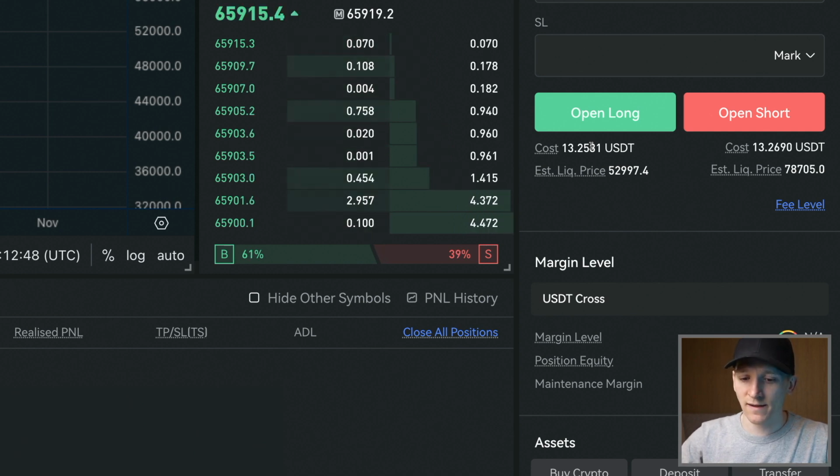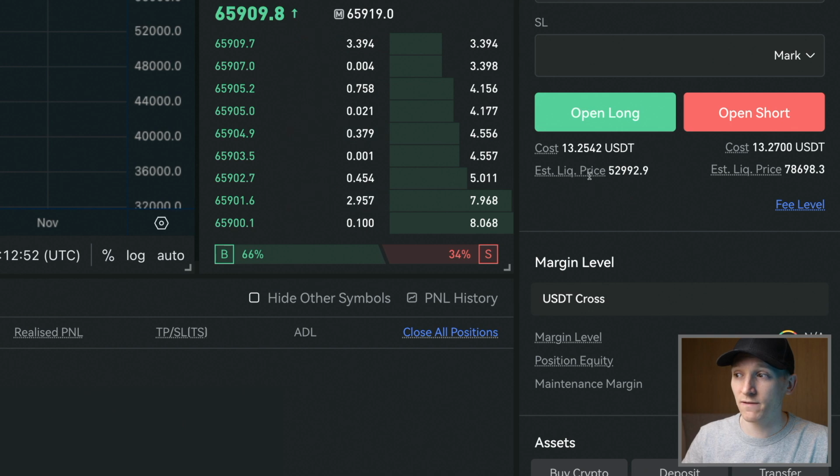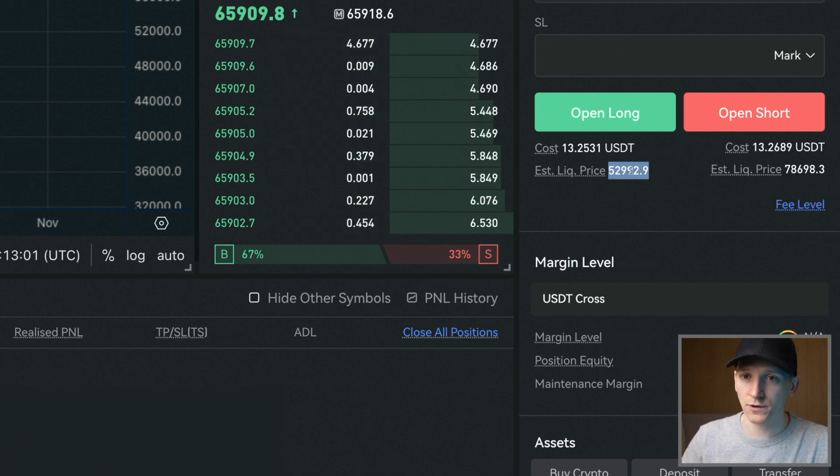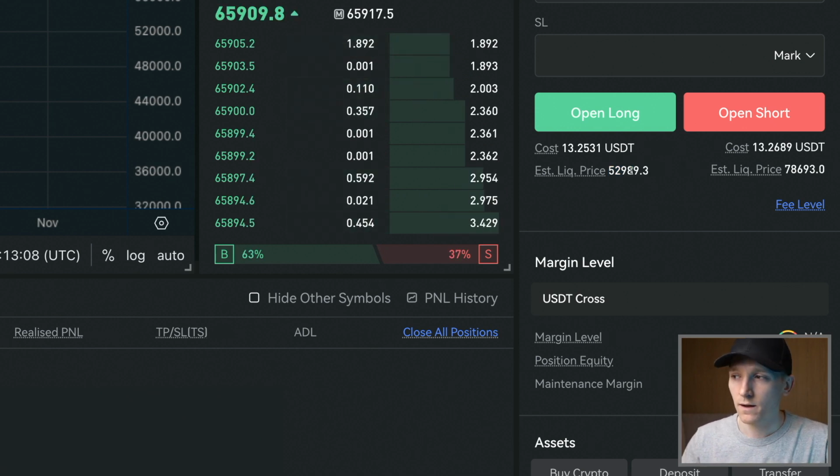That's our cost. That's how much we have to tie up in this order, and our order is bigger than that. You can also see the estimated liquidation price. So that is the price at which this $13 would essentially disappear and we made a loss in the trade, and we have no money left. And so the platform is going to liquidate us so that we don't have a bad debt.